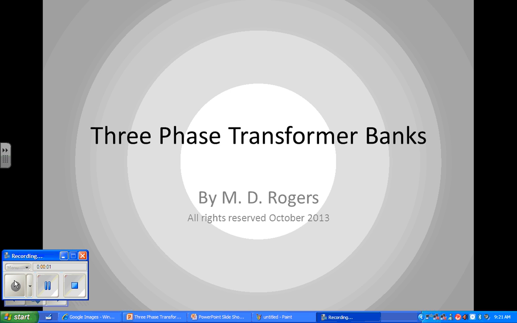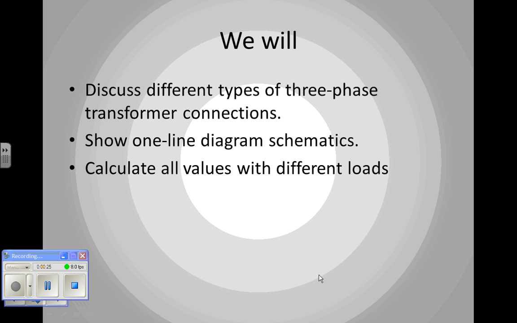Three-phase transformer banks, and we have already talked about three-phase circuits. So we've talked about this before already, but we're going to now talk about what happens when we put a load on this three-phase transformer bank. And we're going to review a couple things we already know. And we're going to discuss different types of three-phase transformer connections.